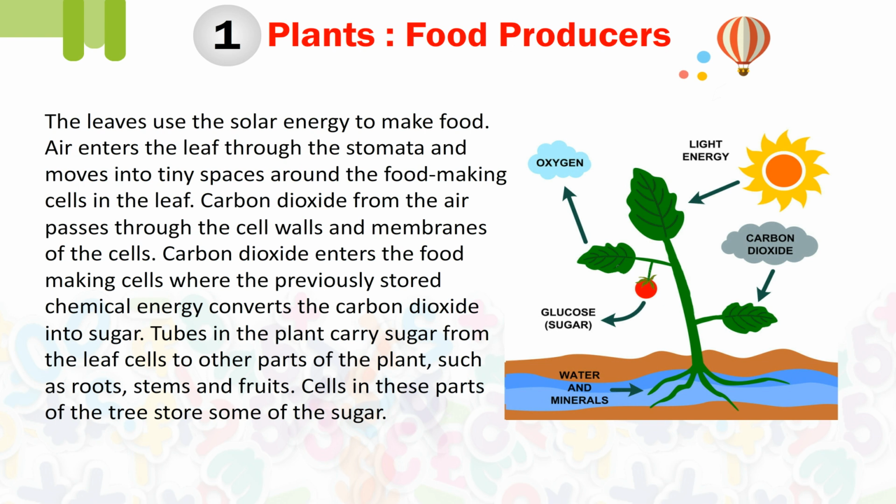Air enters the leaves through the stomata and moves into tiny spaces around the food-making cells in the leaf. Carbon dioxide from the air passes through the cell walls and membranes of the cells. Carbon dioxide enters the food-making cells where the previously stored chemical energy converts the carbon dioxide into sugar. Tubes in the plant carry sugar from the leaf cells to other parts of the plant, such as roots, stems and fruits. Cells in these parts of the tree store some of the sugar.